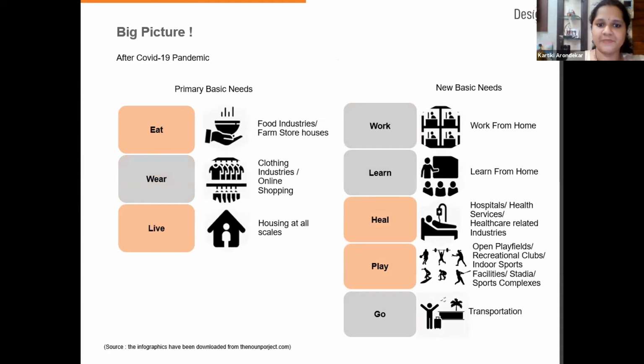What happened during the COVID pandemic? The primary needs were only eat and live, where wearing was supported by the industries, and heal and play became the major role. To sustain in such a scenario, we understood that health and sports, or staying active physically, were two basic factors to keep us going, to keep ourselves moving ahead in life. And that's how, as architects, we have to support these facilities and develop more sports infrastructure.